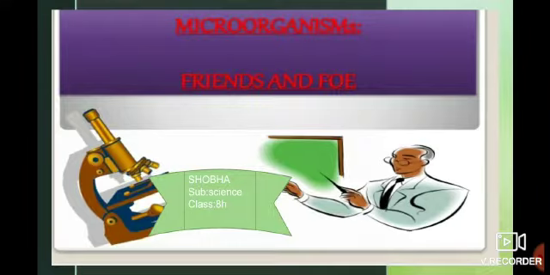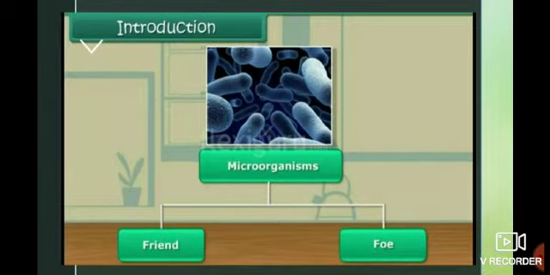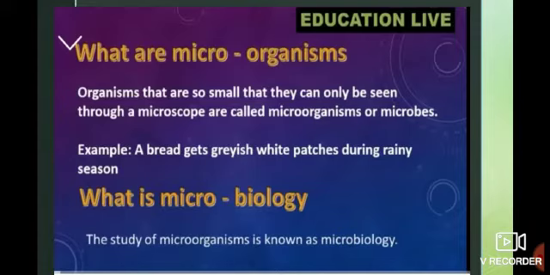What is the meaning of friends and foe? Here, friends means useful microorganisms. Foe means harmful microorganisms. Now let's learn about the definition.